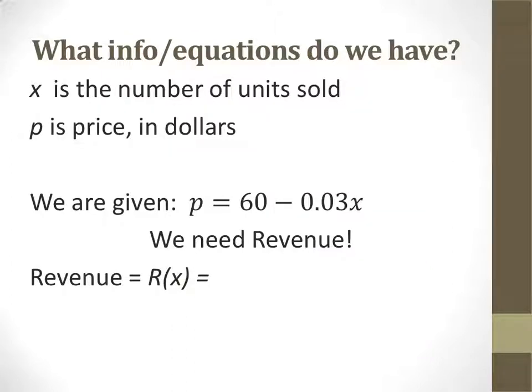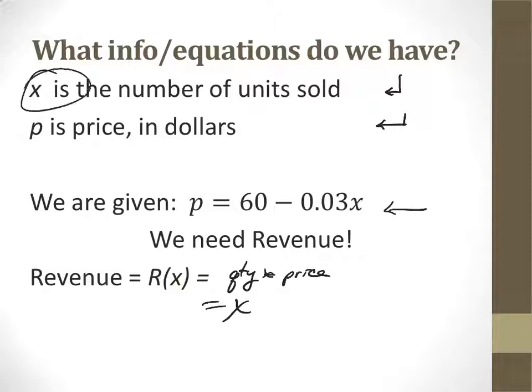And what information do we know? We know that X is the number of units that we're selling. P is price in dollars. And they're giving it to us like this. We need the revenue. And the revenue, again, is quantity times the price. So that means quantity is X. That's what they're telling us here. And times the price. And the price they give us is 60 minus 0.03X. Go ahead and distribute that. And we get this.